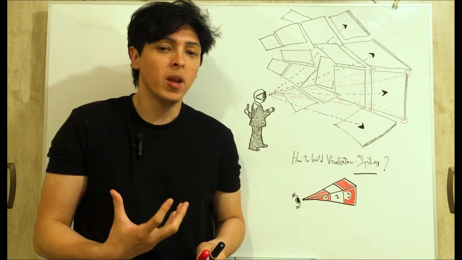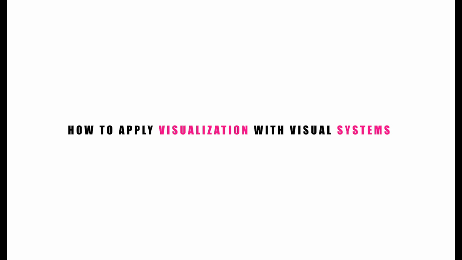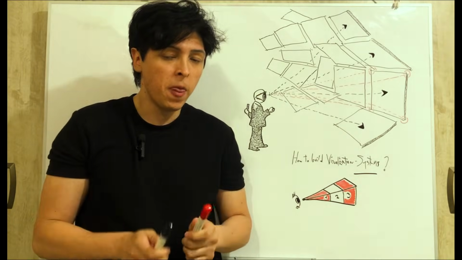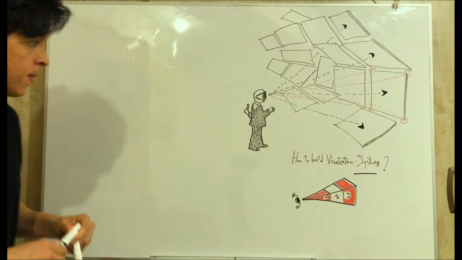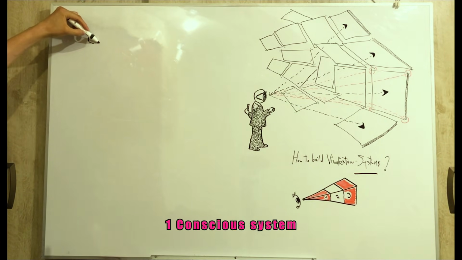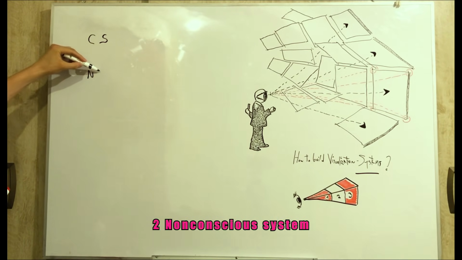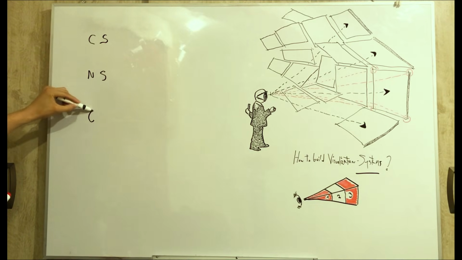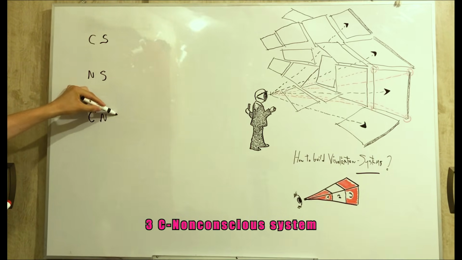This video is not about manifestation or esoteric things. This is about how to apply visualization with visual systems. We are going to explain three mental models: conscious system, non-conscious system, conscious, non-conscious system.